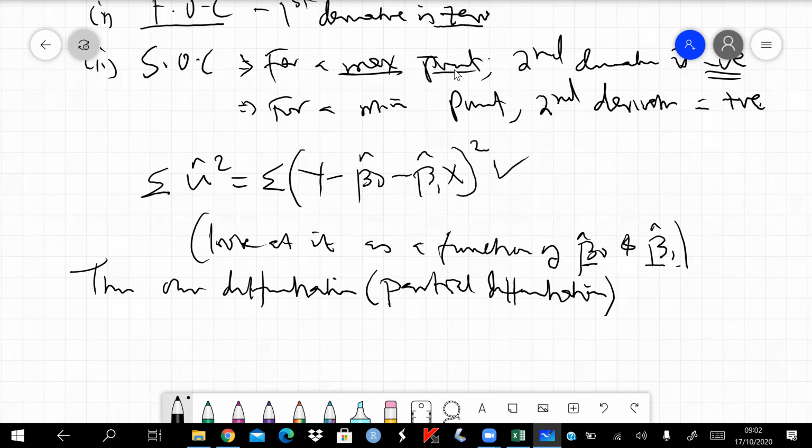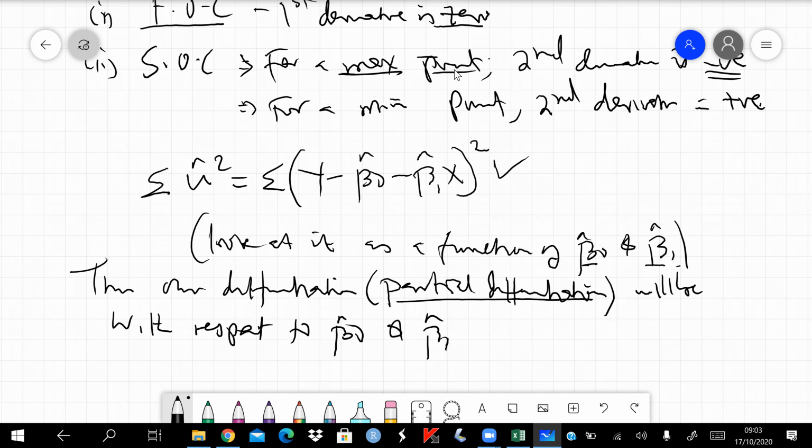Partial differentiation will be with respect to beta naught and beta 1. So we are not differentiating this function with respect to y or x. We are differentiating this function with respect to beta naught and with respect to beta 1. And that is what we call partial differentiation, or we shall be obtaining the partial derivatives of this function.